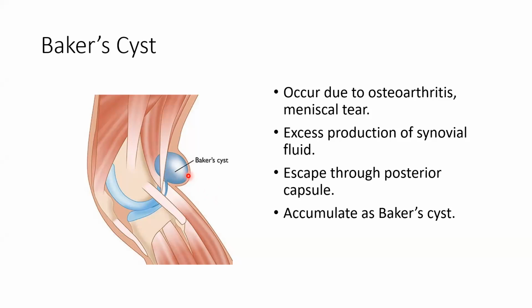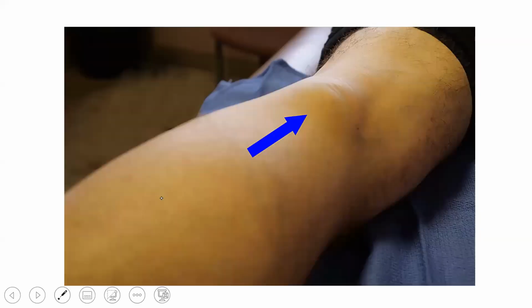only draining this cyst will not be enough, because even if you drain it, fluid will again get collected in this area. So you have to gain access into the knee joint by a method called arthroscopy, and you have to treat the cause. Treat the osteoarthritis or the meniscal tears. So this is a picture of the Baker cyst.